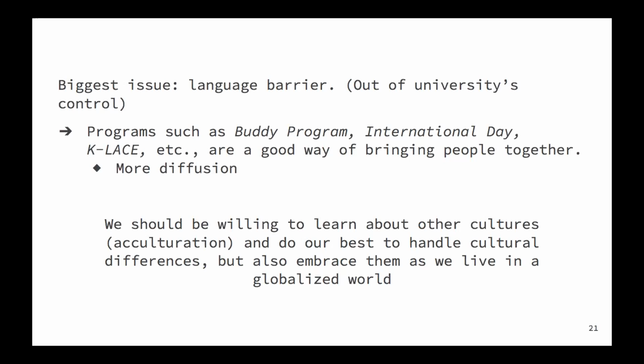However, there are some Korean students that don't know about these programs, and also international students that don't know. So it would be good to have more diffusion for these programs.